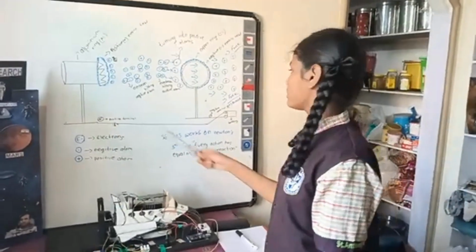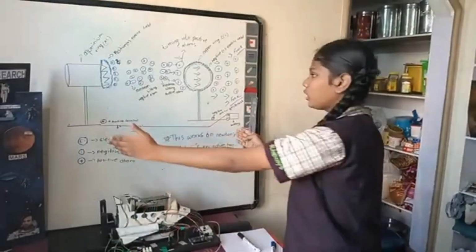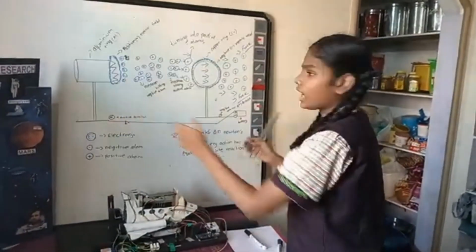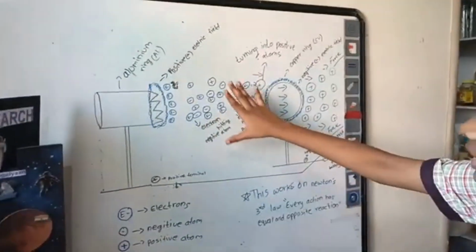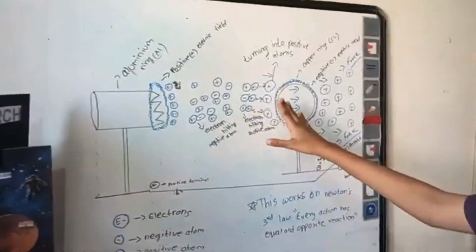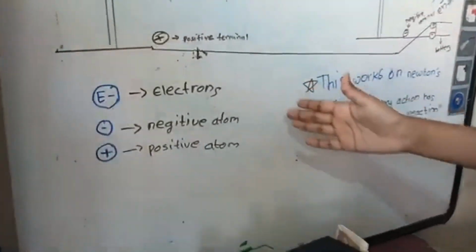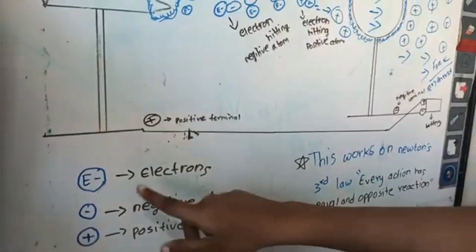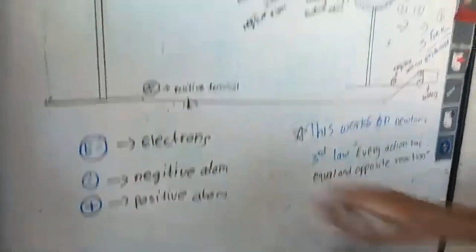Here you can see this is a diagram of the mechanism that I have made. I am going to set this in a grid and then send a gas in the grid. These are the particles present in the gas which are negatively and positively charged. Let me show you the components in the diagram and what they mean. E minus means electrons, minus means negative atom and plus means positive atom.